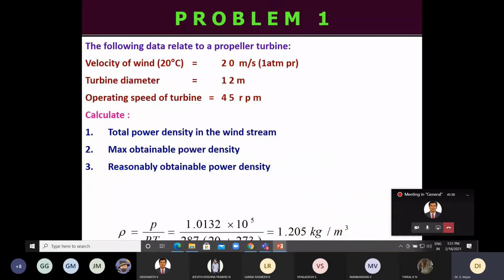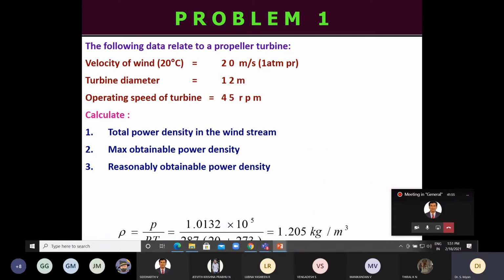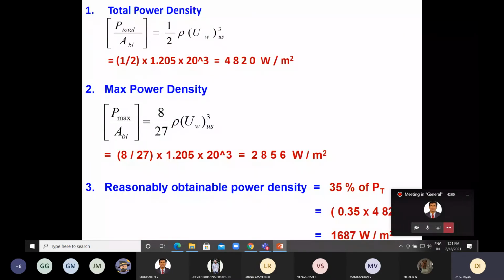As I told in the previous slide how to calculate the total power density, I think I discussed it with you in the third class. The formula for calculating the total power density is nothing but your kinetic energy, that is half rho A v cube, right? So here the velocity of the wind speed is 20 meter per second, and density.